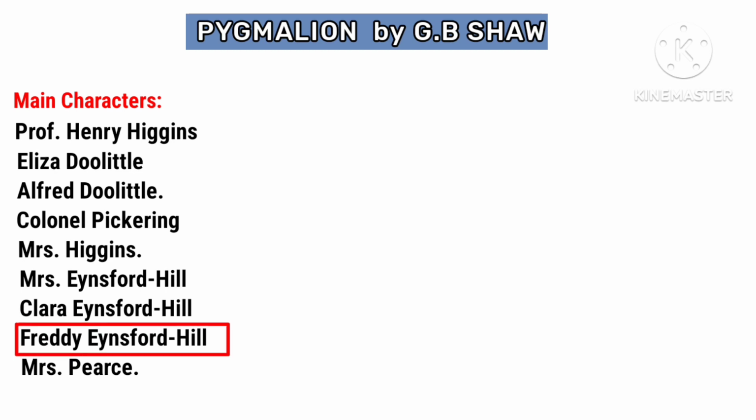Next important character is Mrs. Pearce. She is Professor Henry Higgins' housekeeper, and it was she who, at the advice of Professor Henry Higgins, changes Eliza Doolittle's appearance and washes her and changes her dress as well. So these are the important characters in the play Pygmalion.